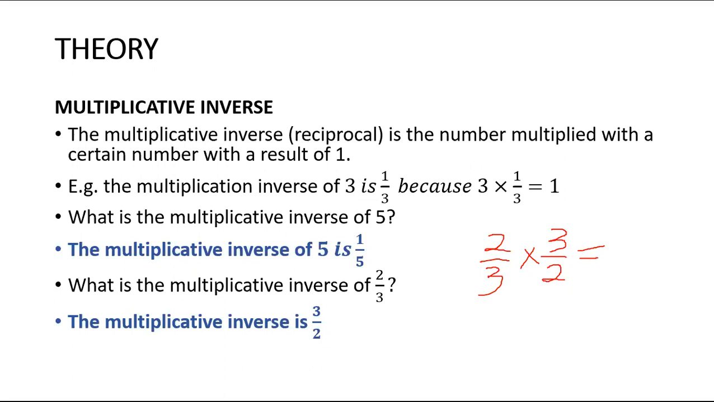So for this one, I will have 1. Okay, so the answer will be 1. So that's how you check if the multiplicative inverse is actually correct. Let's try 5. So this one will also be 1.